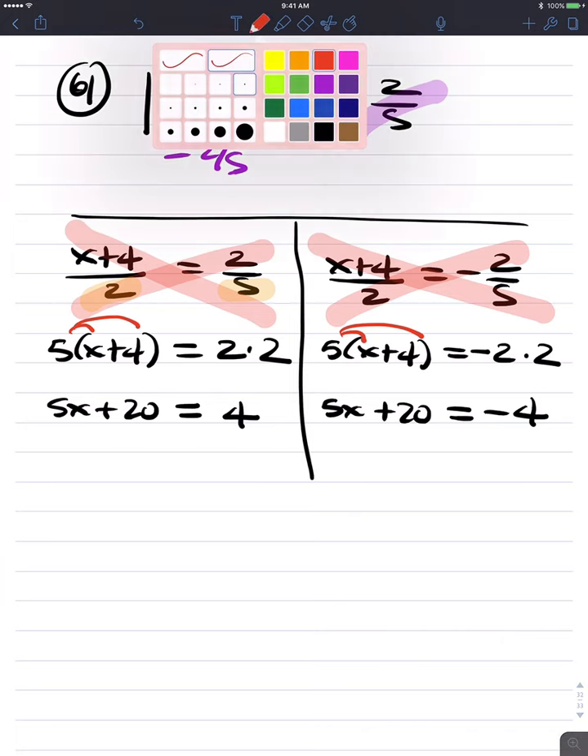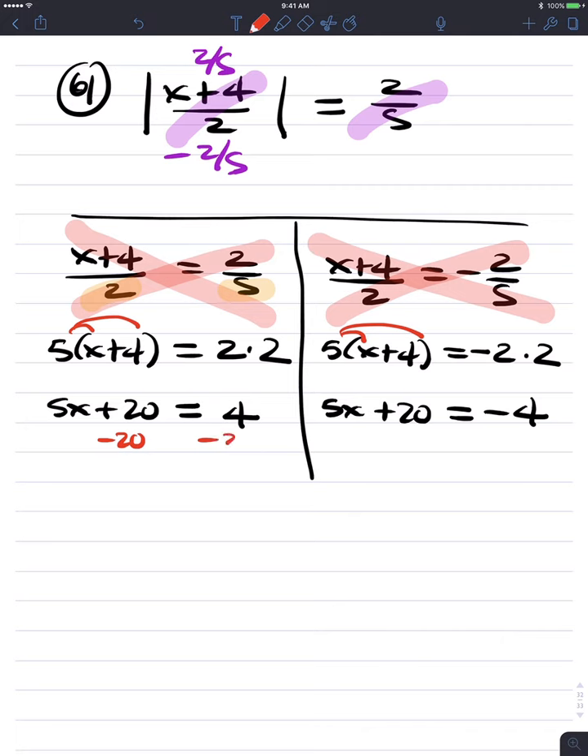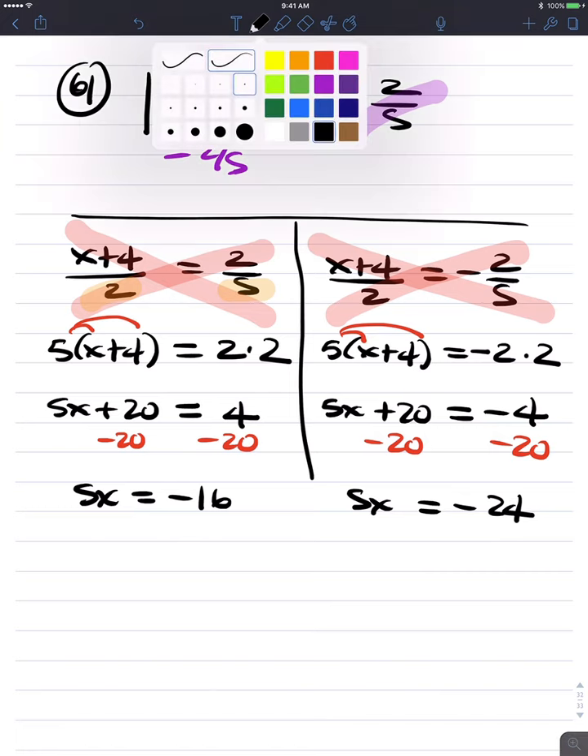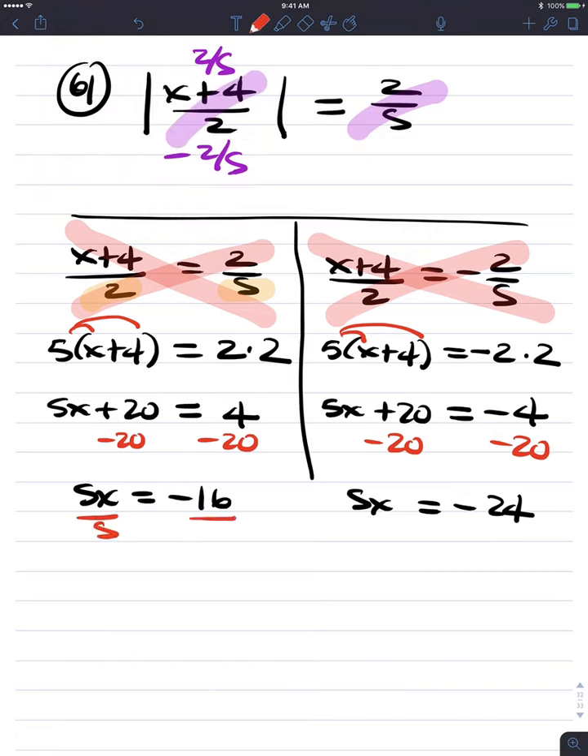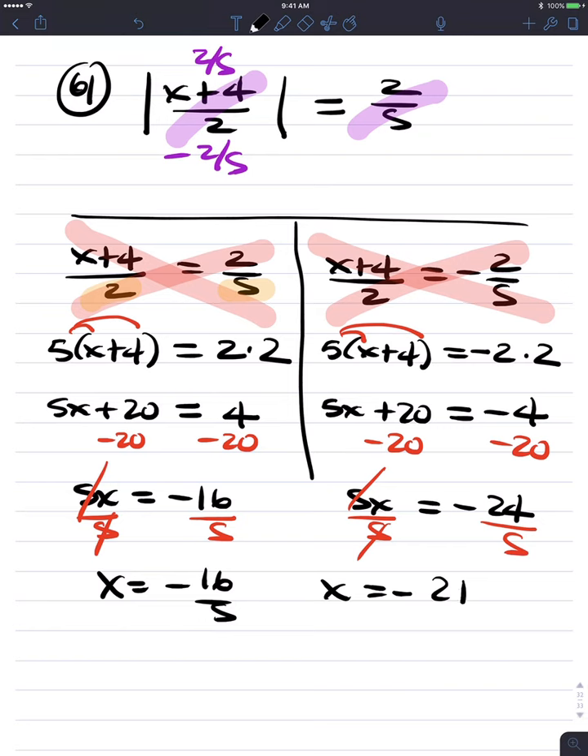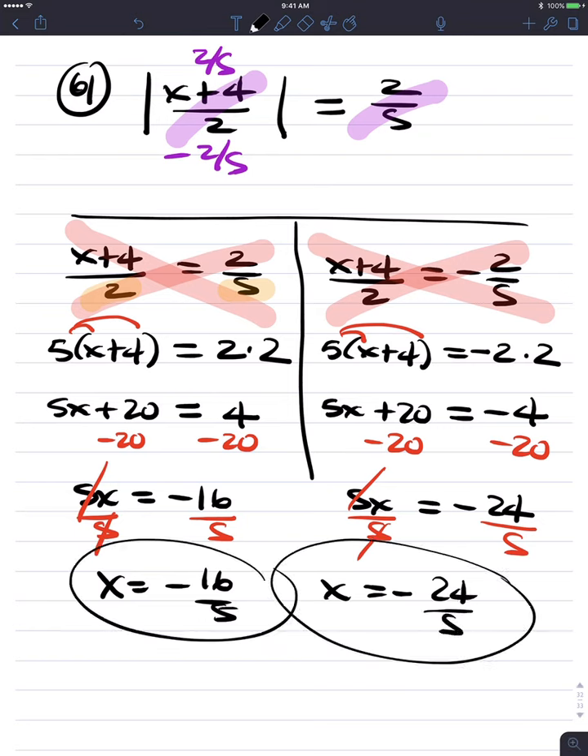Two linear equations. Subtract 20. We'll end up with 5x as negative 16, and 5x as negative 24. Divide both sides by 5. Cancellation on left and right. We get x is negative 16/5, or x is negative 24/5. Both of these fractions are reduced.